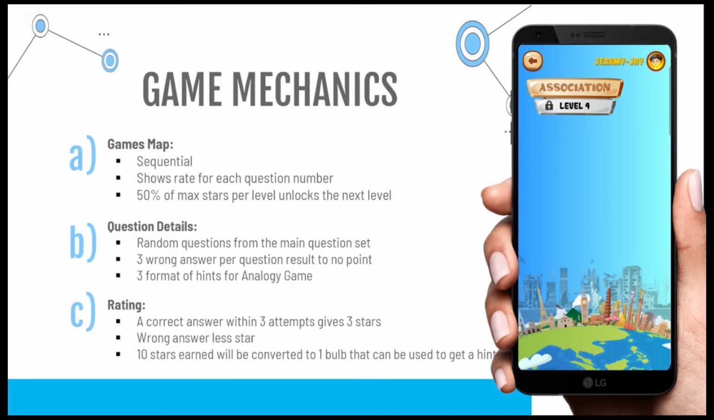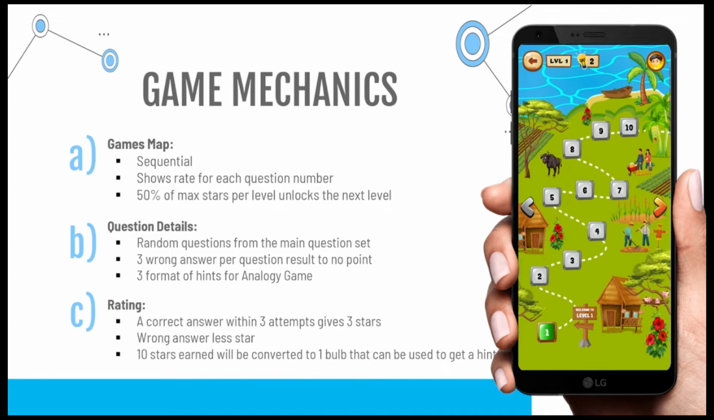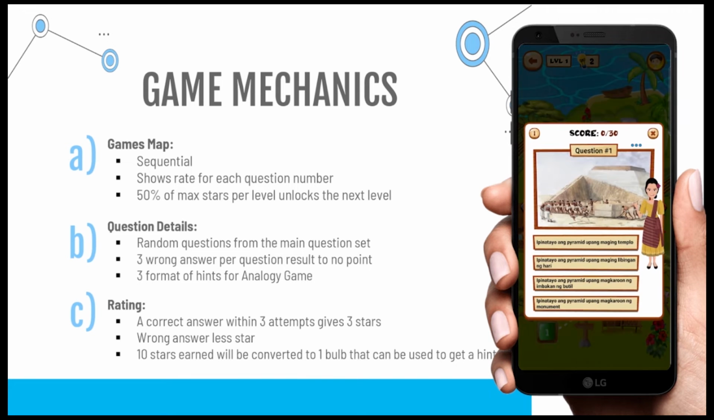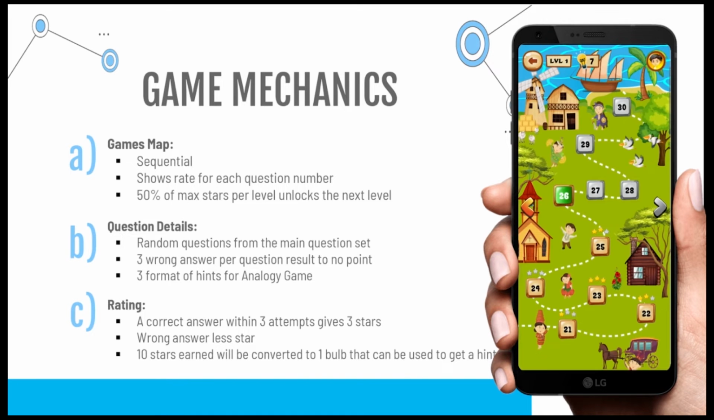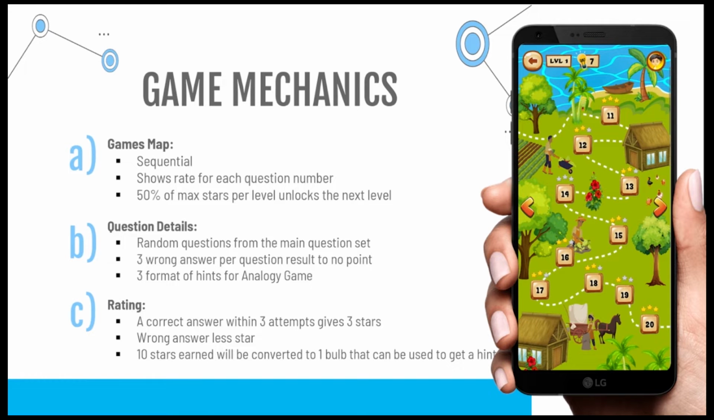Lastly, the association game aims to assess the learner's process or skills. An image is displayed, and the learners will select what situation or definition best fits the image displayed. Like the two game categories, the player will also be rewarded a maximum of 3 stars after completing a question.